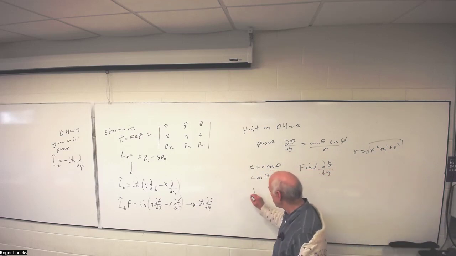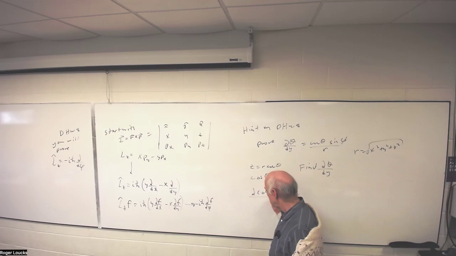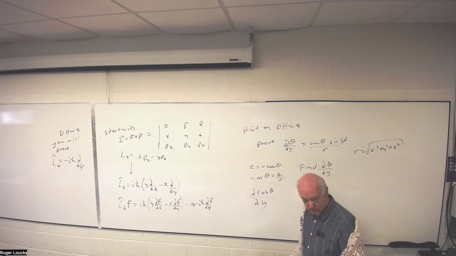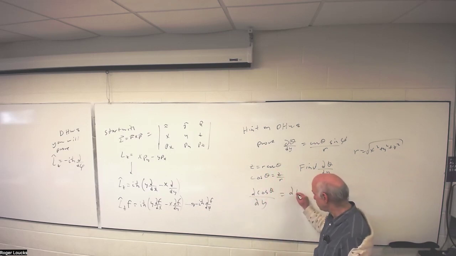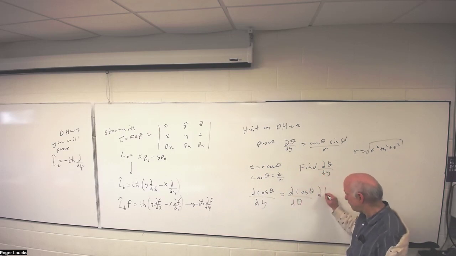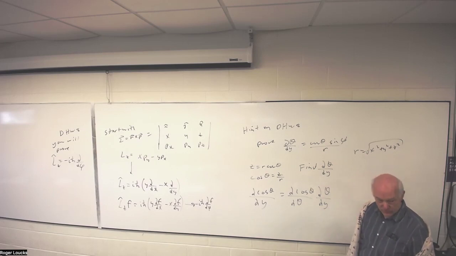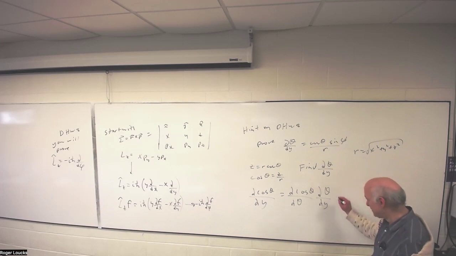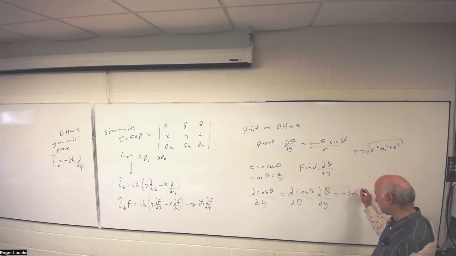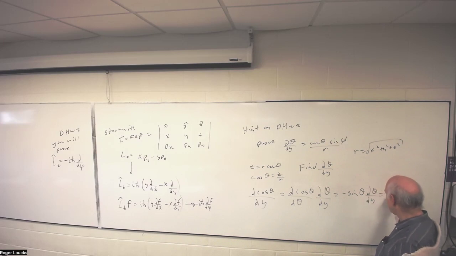So I'm going to take the partial of cosine of theta with respect to y, which is going to be the same thing as the partial of cosine of theta with respect to theta, times the partial of theta with respect to y. Right? Which is minus the sine of theta, partial of theta with respect to y. Now I have to take the partial with respect to y of my buddy here.